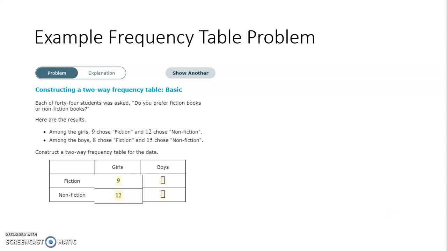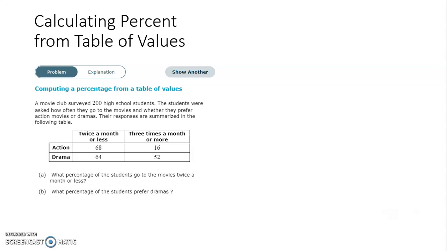All right, so we had girls that picked fiction, that was 9, and girls that picked nonfiction, that was 12. Similarly, we had boys that picked fiction, that was 8, and boys that picked nonfiction, that was 15. So for these types of questions, all you have to do is simply make the frequency table. Now the next type of question is where you're going to be given the frequency table, and your job will be to calculate a percentage.